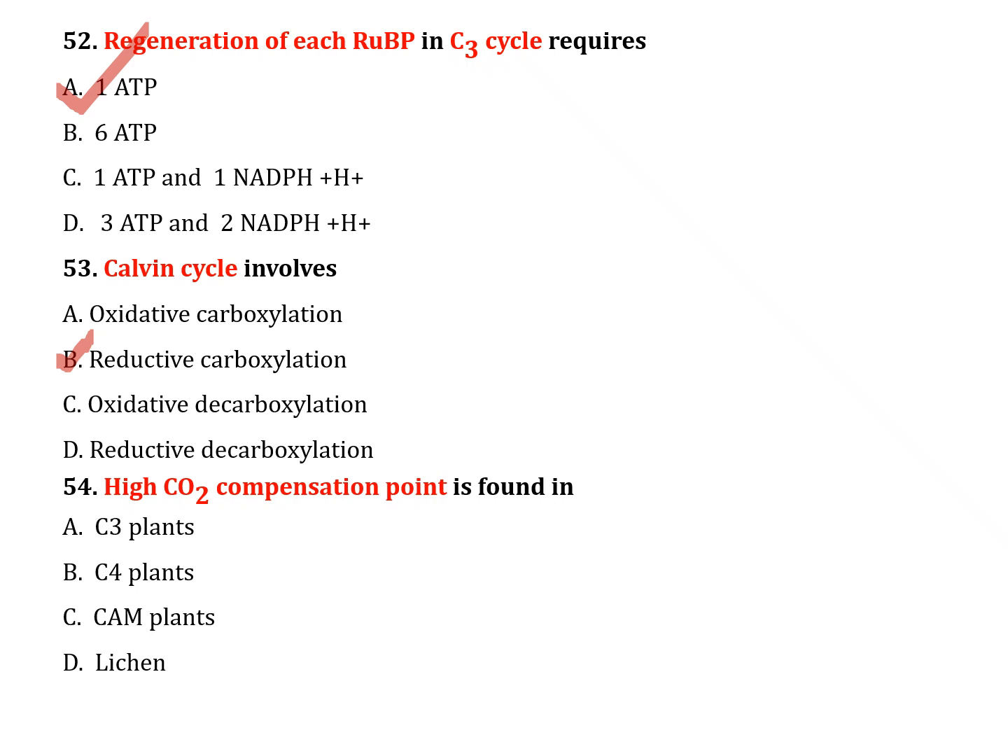The next question, number 54. High carbon dioxide compensation point is found in option A C3 plant, option B C4 plant, option C CAM plant, option D lichen. The correct answer is option A C3 plant.